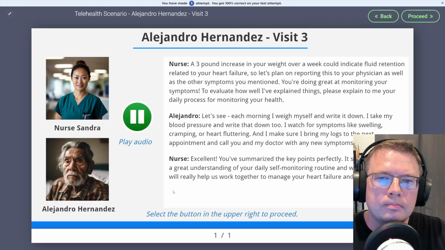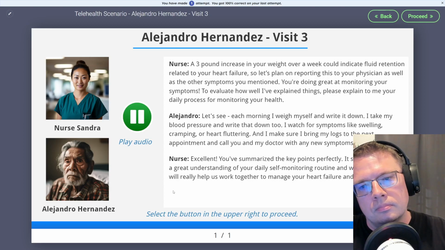A 3-pound increase in your weight over a week could indicate fluid retention related to your heart failure, so let's plan on reporting this to your physician as well as the other symptoms you mentioned. You're doing great at monitoring your symptoms. To evaluate how well I've explained things, please explain to me your daily process for monitoring your health.